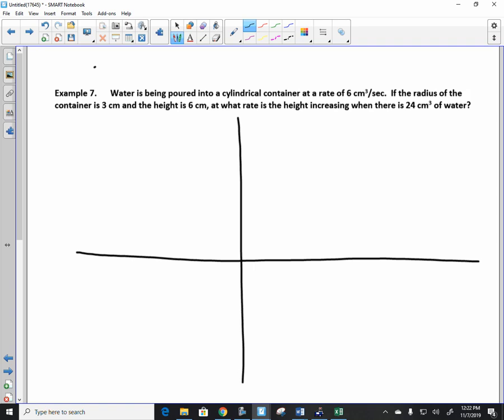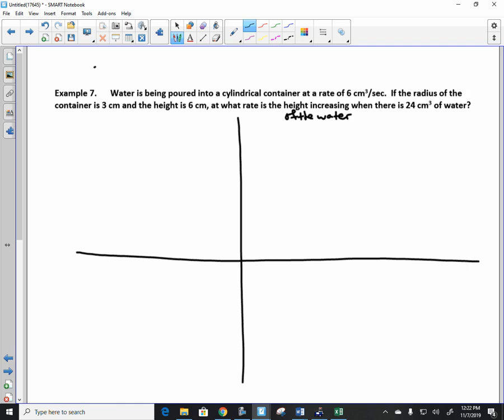Water is being poured into a cylindrical container at a rate of 6 cubic centimeters per second. If the radius of the container is 3 centimeters and the height is 6 centimeters, at what rate is the height of the water increasing? Sorry, when there is 24 cubic centimeters of water.